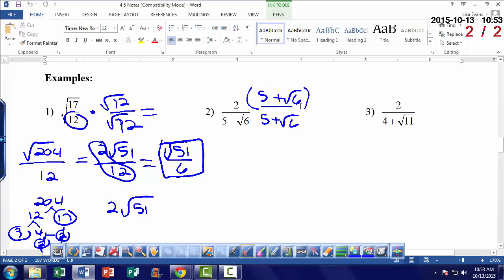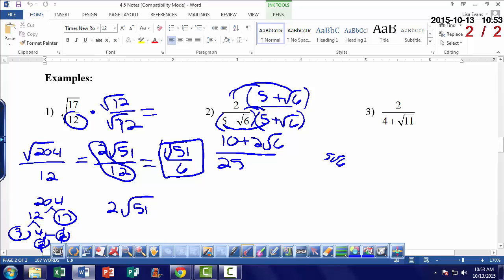Here, we're going to distribute. So we get 10 plus 2 root 6. Now, watch what happens on the bottom, which is why we do this. If we were to FOIL this out, we would get 5 times 5, which is 25. Now we would get 5 times root 6, which is 5 root 6.